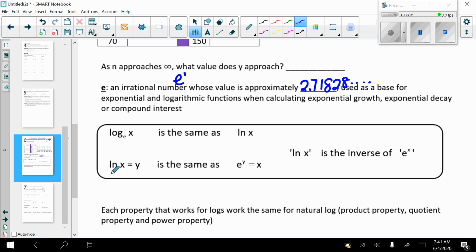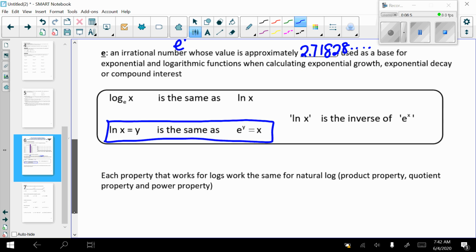So here you can see that we can say ln of x equals y, just like we said log base b of x equals y. And that would then convert to e to the y equals x. So this would be that definition of a log that we talked about in a previous section, but now just doing it special for natural log, and the base is always e. Okay? And all the other properties work as well.